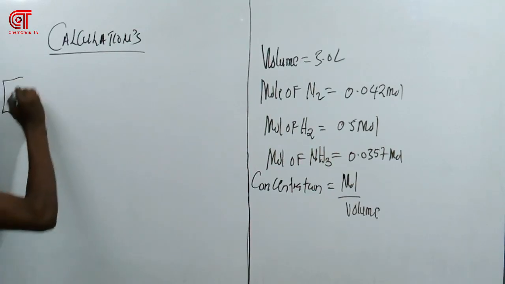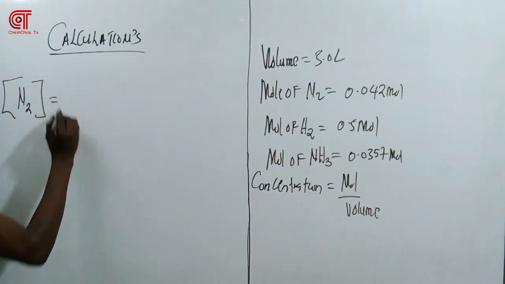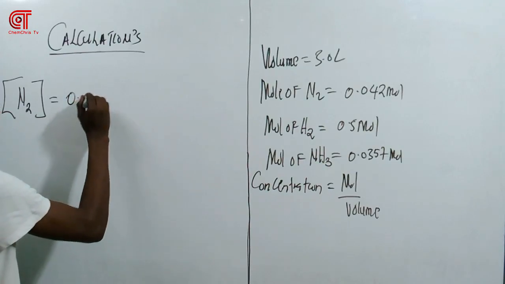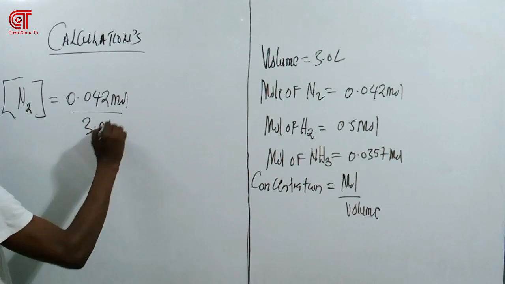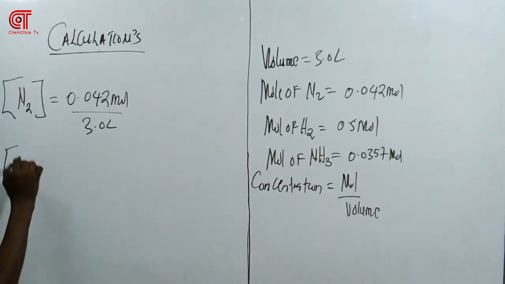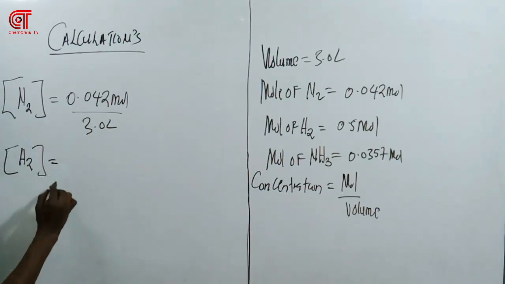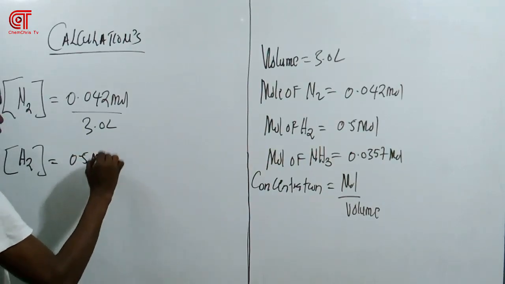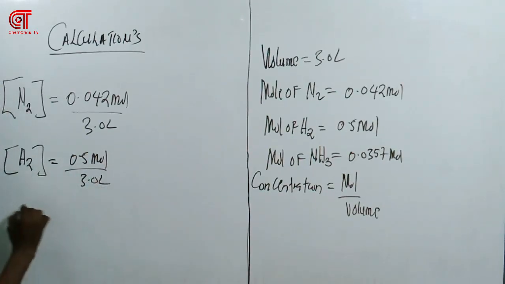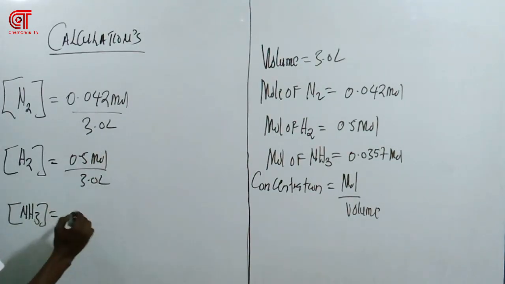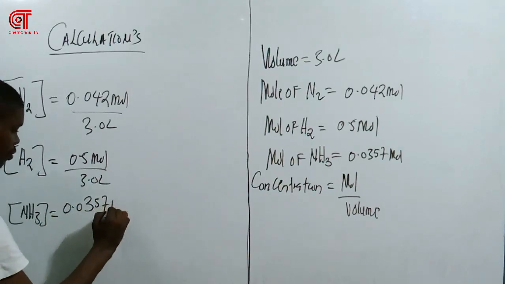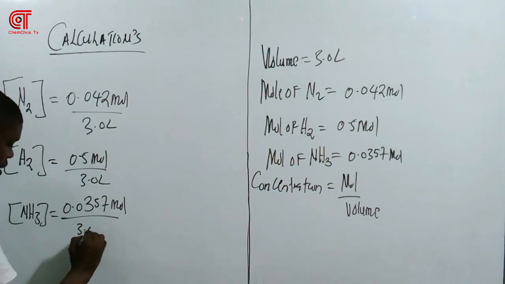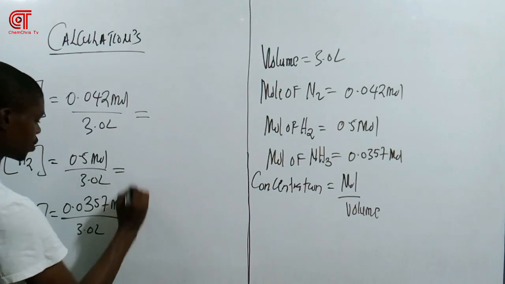So consider N2 is going to be 0.042 mole over the total volume, right? The same thing here. H2 is equal to 0.5 mole over 3.0 liter. For NH3 is equal to 0.0357 mole over 3.0 liter. So what you want to do next is use your calculation.